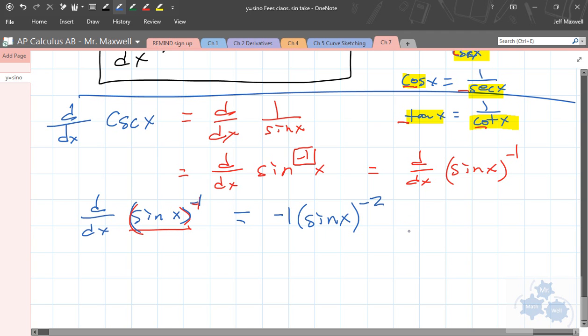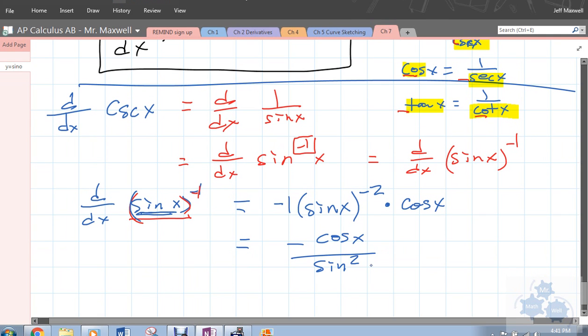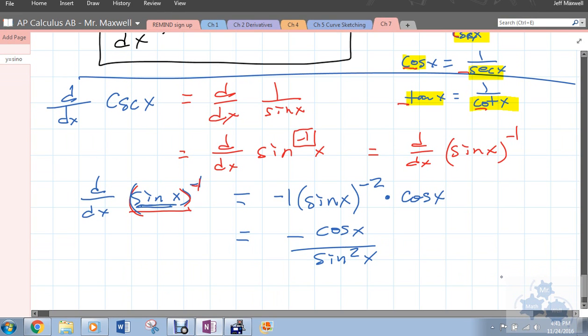And are we done? Oh, wait, we're not done. Times what? The derivative of the inside function now, which is sine of x. The derivative of that is cos x. Okay. Simplify this. We have negative cos x over sine squared x. Make sense?